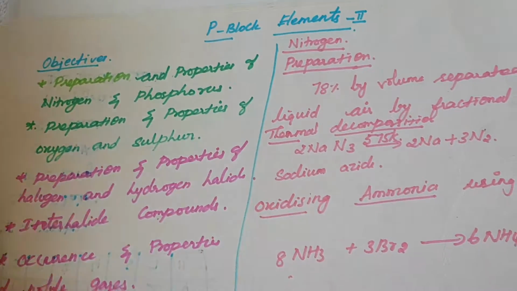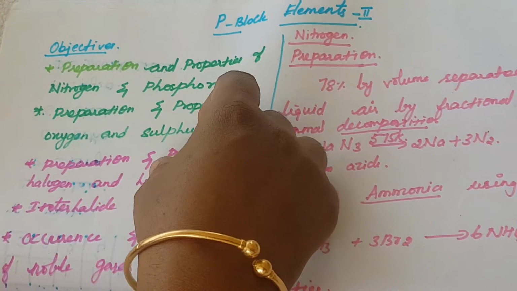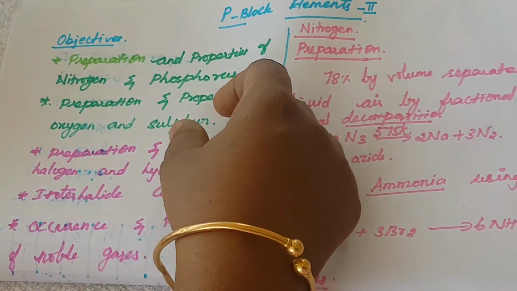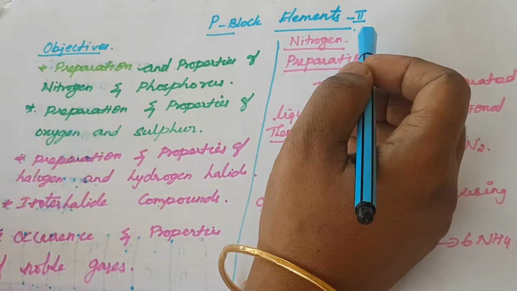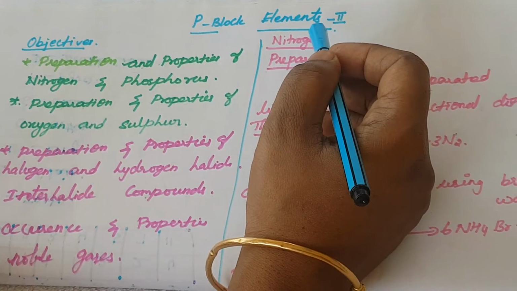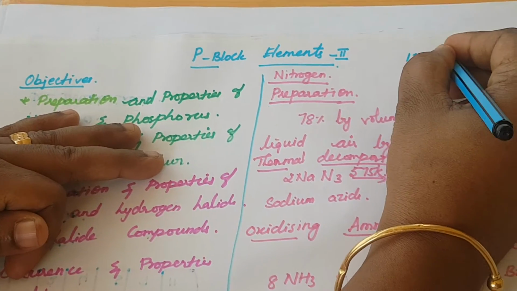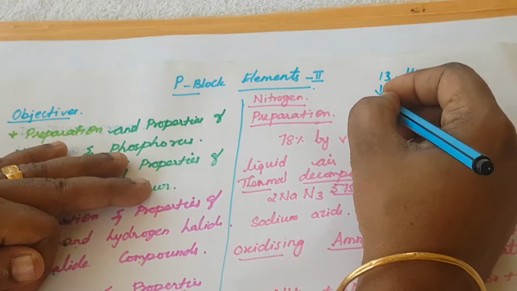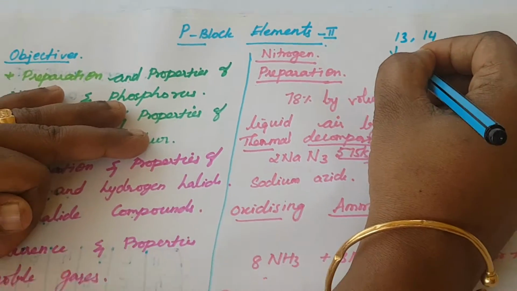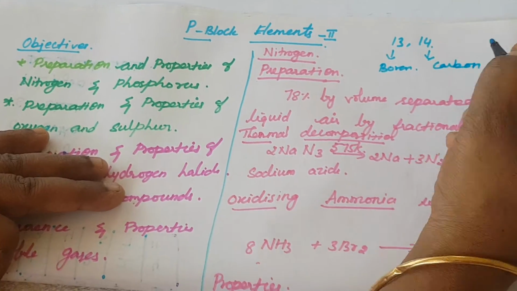In this lesson we are going to study the preparation and properties of nitrogen and phosphorus compounds. The previous lesson was P block elements 1, in which we studied two groups, the 13th group and the 14th group. The 13th group is called the boron family and the 14th group is called the carbon family. These were studied in the previous lesson.